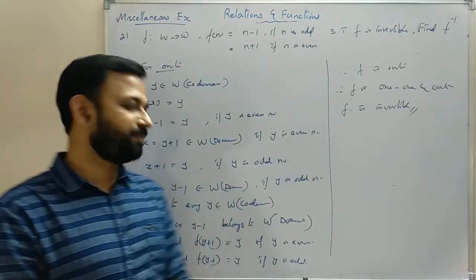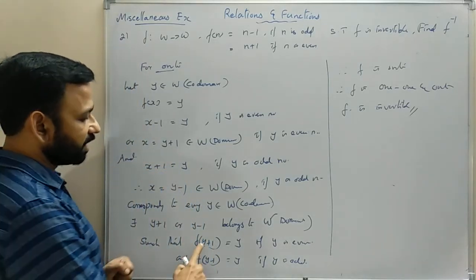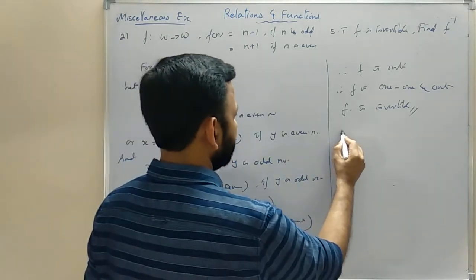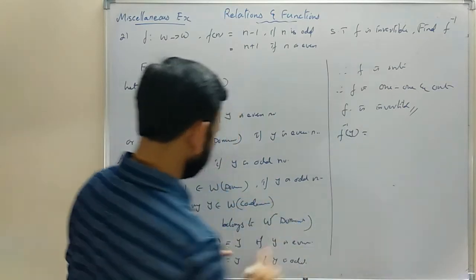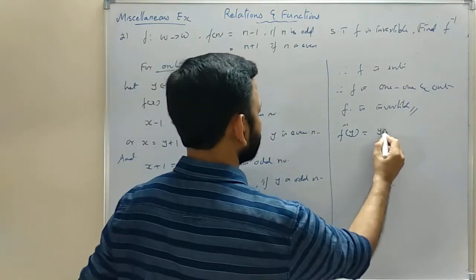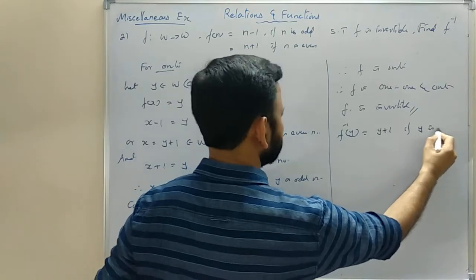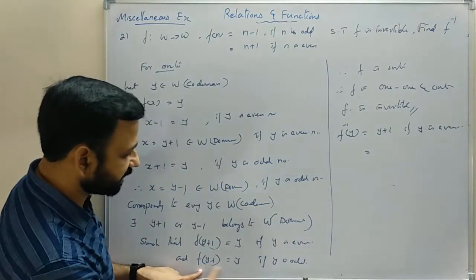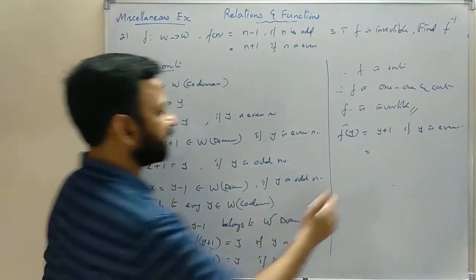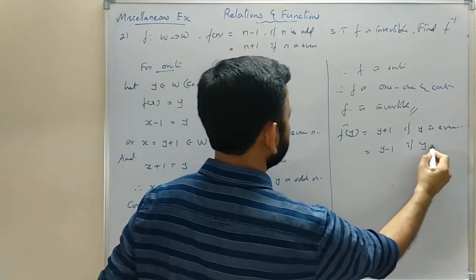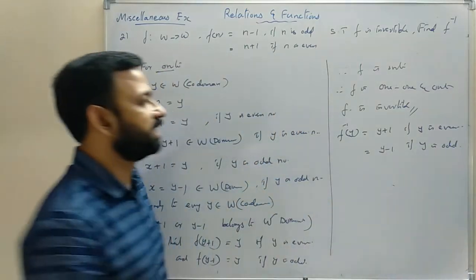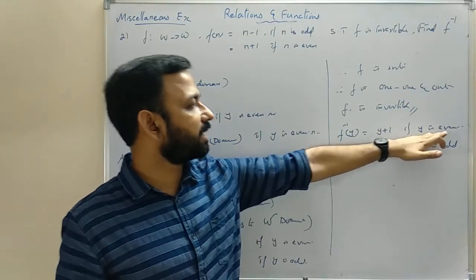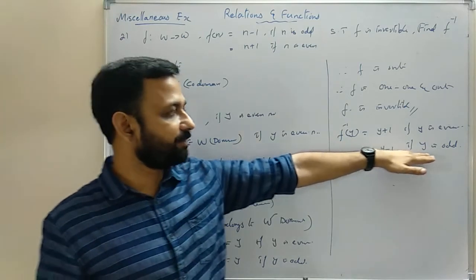Now we need to find f inverse. So here f of y plus 1 is equal to y. So f inverse y is equal to y plus 1 if y is an even number, and f of y minus 1 is equal to y, so f inverse y is equal to y minus 1 if y is an odd number. So now this is the inverse of f.